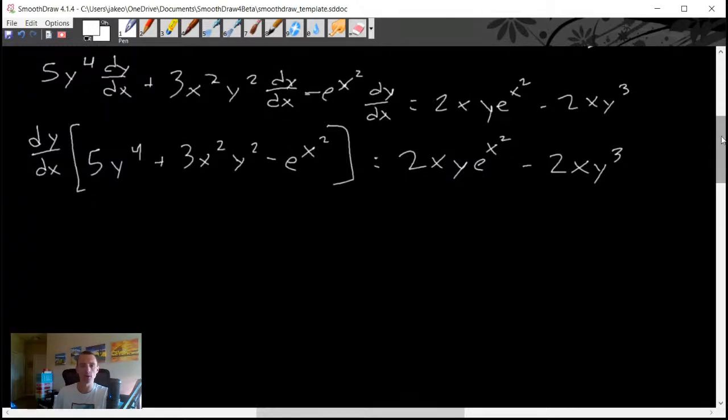And the reason we wanted to do that is now look what happens. Look at where we are at this step here. This is kind of the whole point of wanting to move all our dy dx terms to one side of the equation. And again, that is always what you want to try and do when you're doing an implicit differentiation problem.